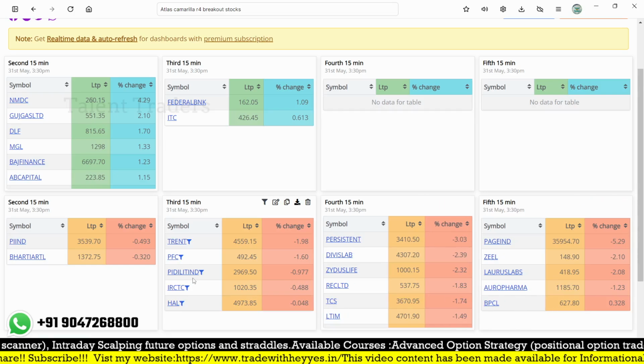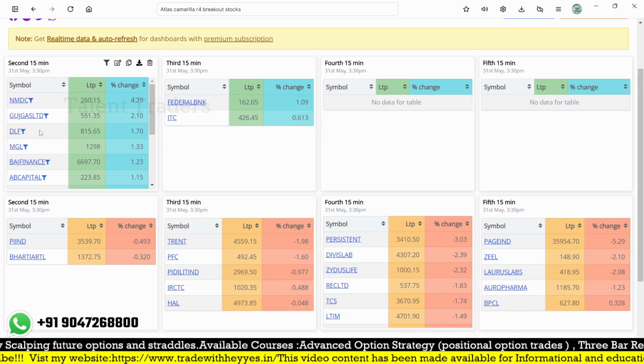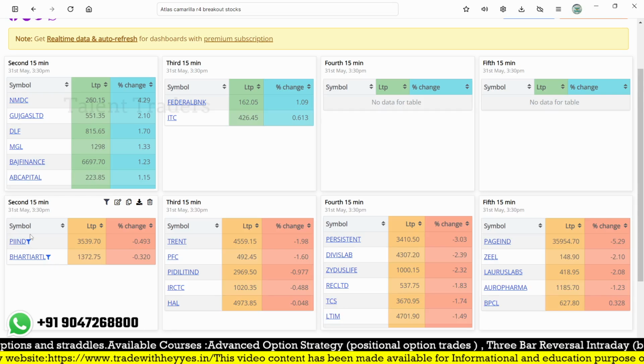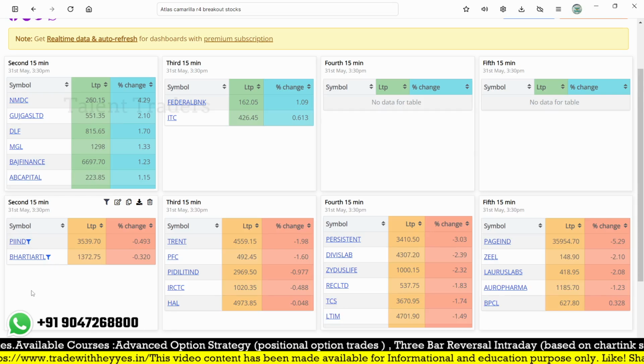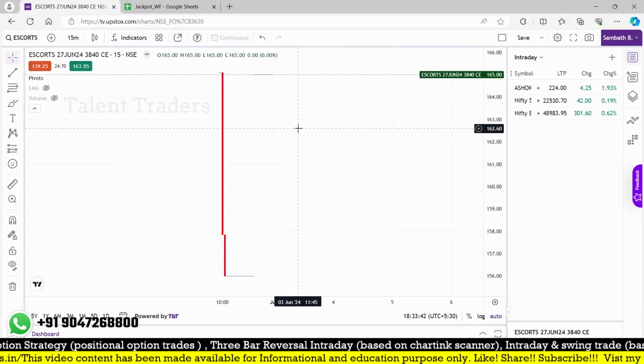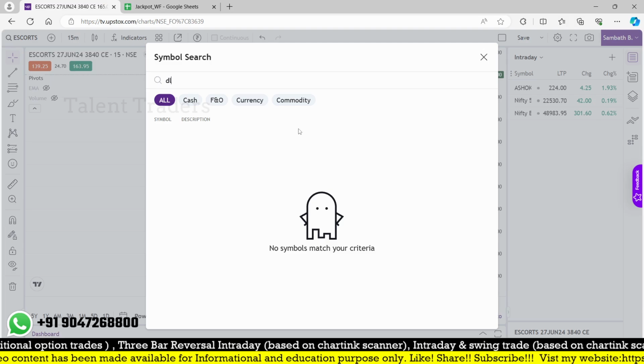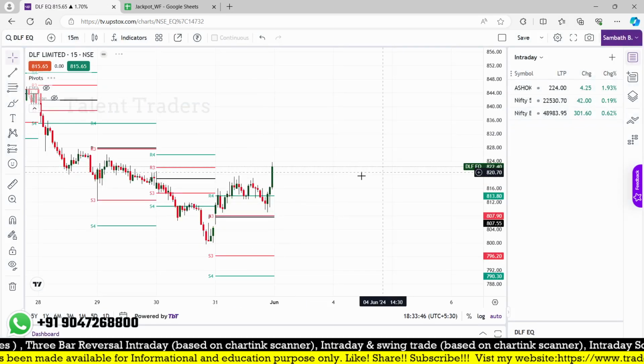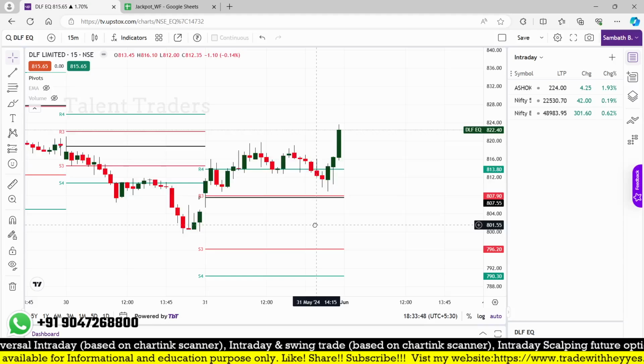In the first 15 minutes, we have that many stocks, like Bharati Airtel on the downside, and NMDC and DLF on the upside. Let me check whether it satisfies our condition. DLF, the stock which is happening, you can look at this, the exact breakout.